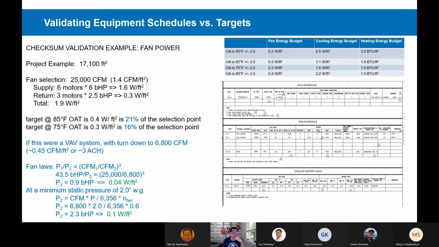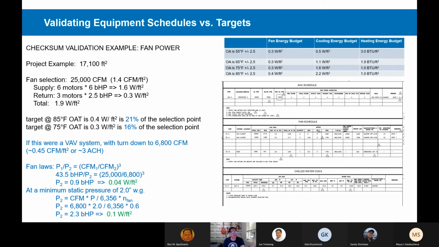In a constant volume scenario. What if this was a VAV system? If this was a VAV system, then we would again want to look at the sum of the zone minimums. In this case, that's 6,800 CFM. And so we would calculate the fan power that we would expect to see at 6,800 CFM. Couple ways to calculate that. You can use the fan laws. That shows you 0.04 watts per square foot. I've been told that the fan laws are less than perfect because they don't assume a pressure set point. So you could do the math and just run the pressure equation at 2 inches of pressure. And even in that case, you get 0.1 watt per square foot. So you'd meet the target with that.